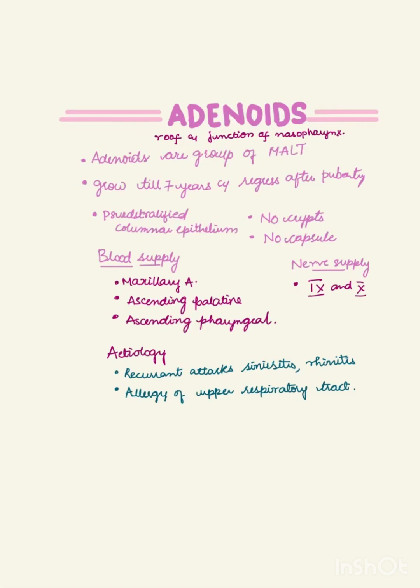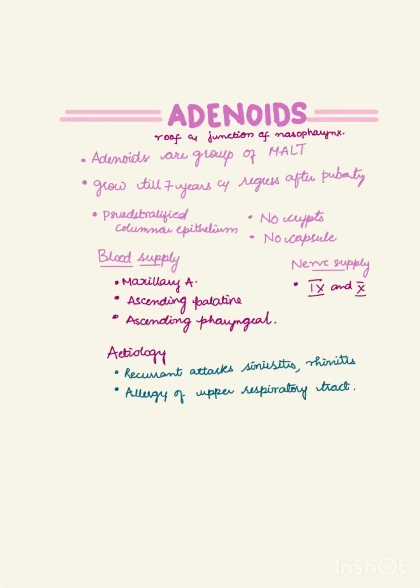They are surrounded by pseudostratified columnar epithelium and they do not have any crypts or a capsule. The blood supply to these adenoids is from the maxillary artery, ascending palatine artery, and ascending pharyngeal arteries. The nerve supply includes the 9th and 10th nerves.